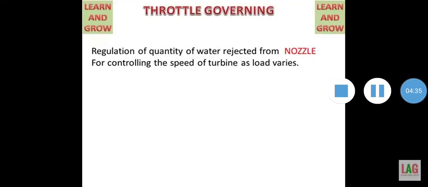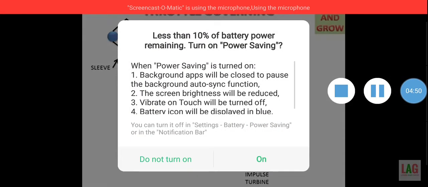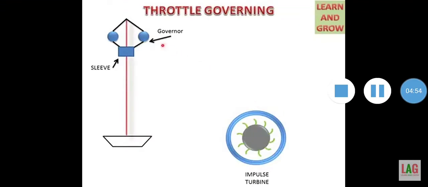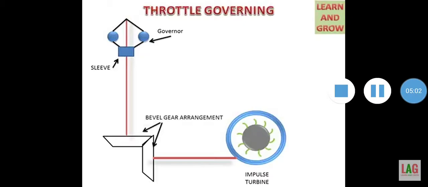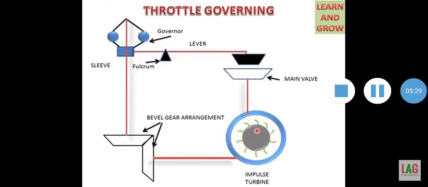Throttling is nothing but regulation of the quantity of steam ejecting from the nozzle for controlling the speed of the turbine as the load varies. Here there is a governor and an impulse turbine. Through this governor, a rod is passed, and there is a sleeve attached to a bevel gear arrangement. This is attached to a shaft, which is used to control the main valve. Whatever steam enters through the main valve passes through the buckets present in the impulse turbine, which rotates these buckets and is used for the rotation of the turbine.